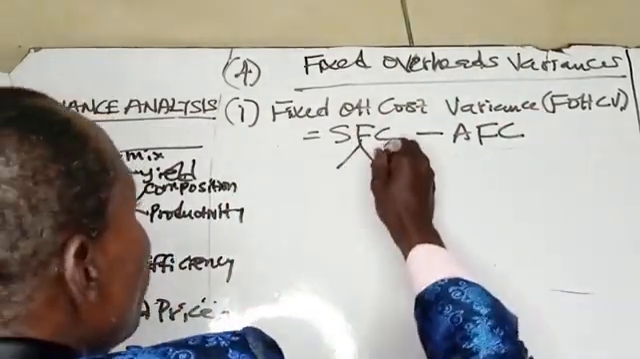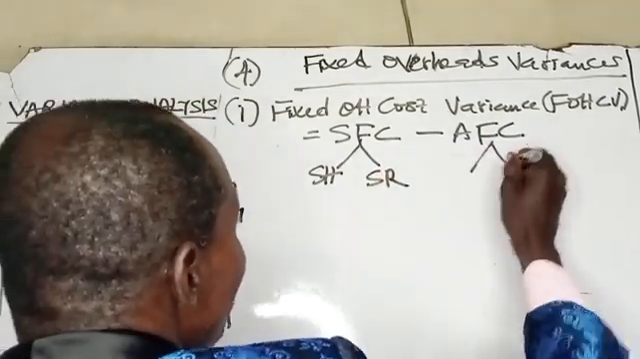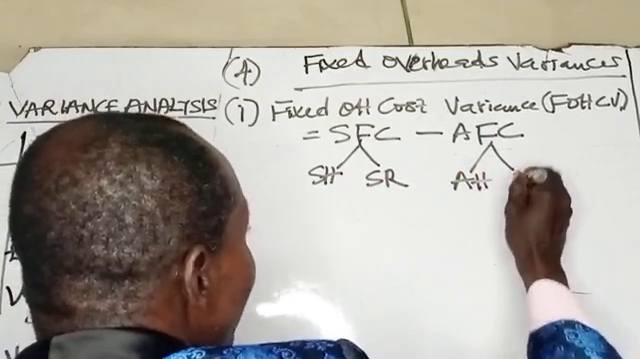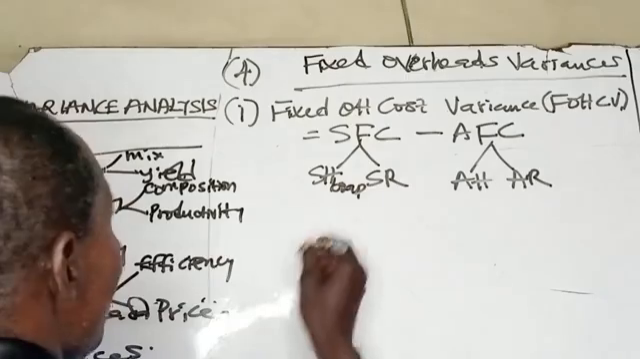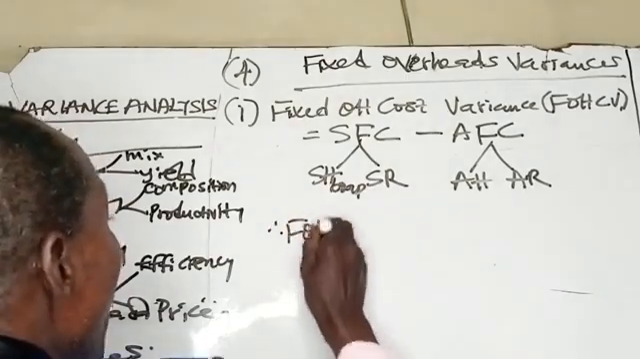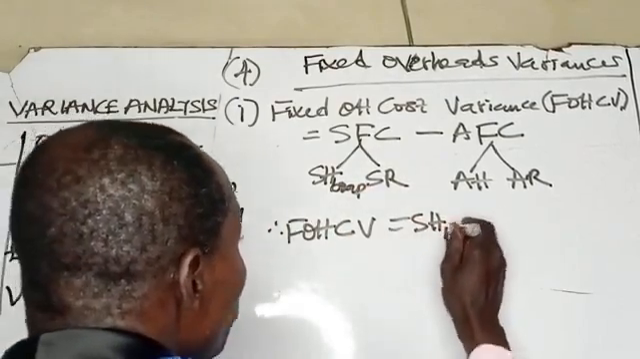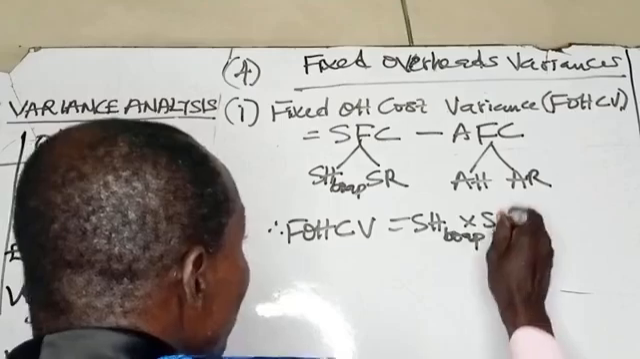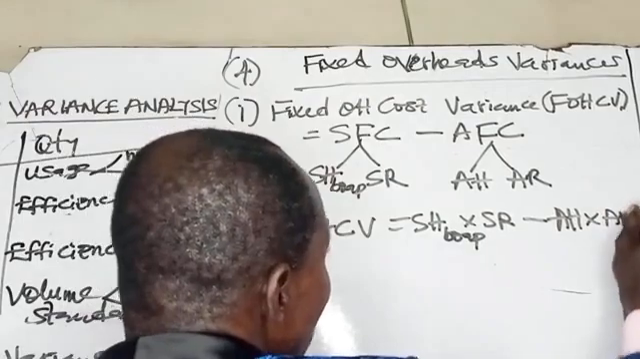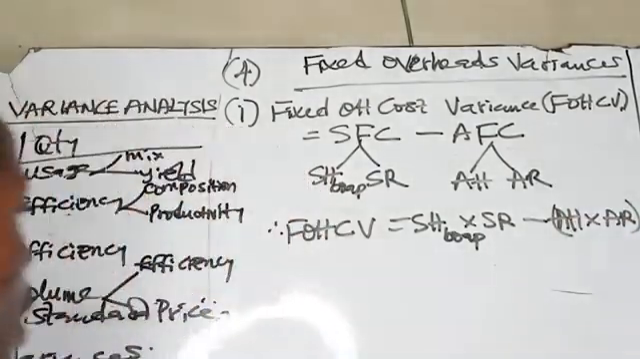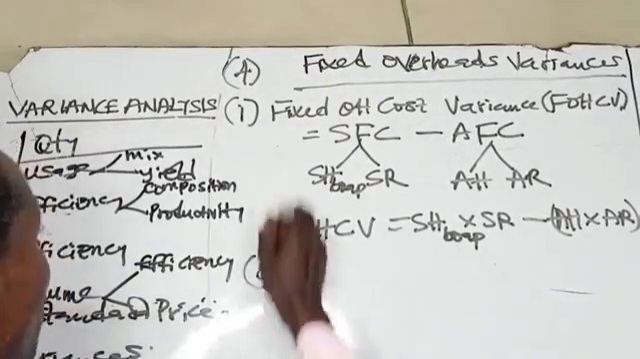I've told you the standard has two legs, standard hours and standard rate. The actual has two legs, actual hours and actual rate. So this will be flexed based on actual production. Therefore, fixed overheads cost variance will be standard hours based on actual production times standard rate minus actual hours times actual rate. Alternatively, let me give you another formula for this.